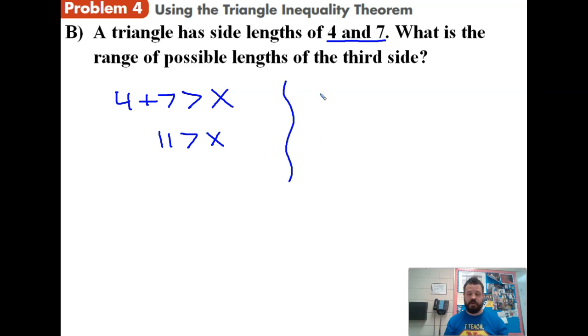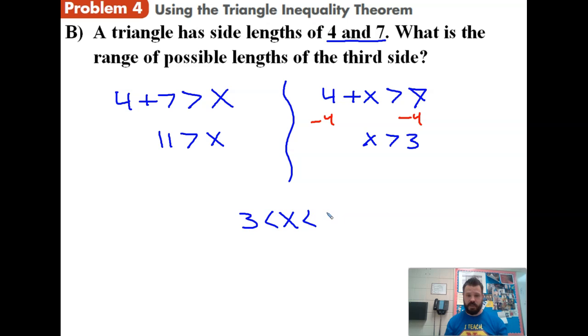All right, then also if I throw the bigger of the two sides to the right side of the inequality, we can say 4 plus x has to be greater than 7. And I can subtract 4 from both sides. That'll give me that x is greater than 3. So my solution, my compound inequality, will put the x between the 3 and the 11. There's my range of possibilities.